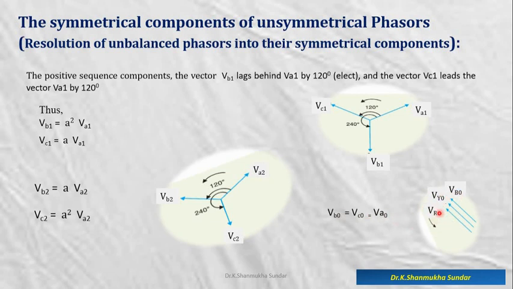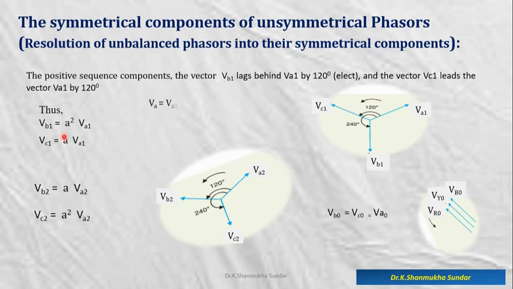So VA0, VB0, VC0. This is a correction, please make a note of it: instead of RYB, read it as A, B, C. So VB0 is equal to VC0 is equal to VA0. Now we have got the relations with respect to phase A. These are the relations from positive sequence, these are from negative sequence, and all the zero sequence component voltages are equal.